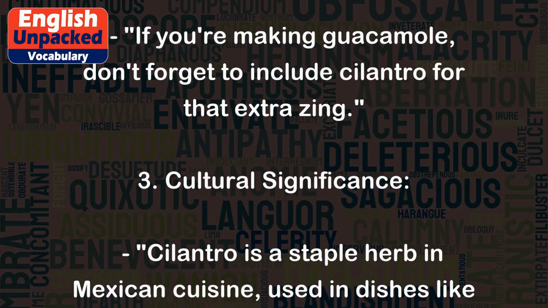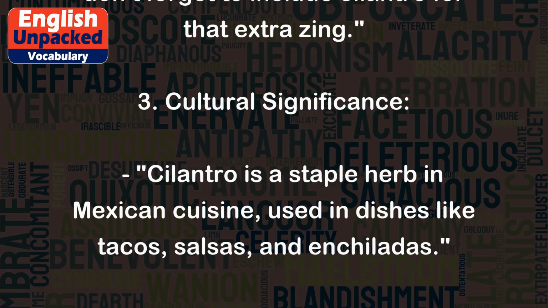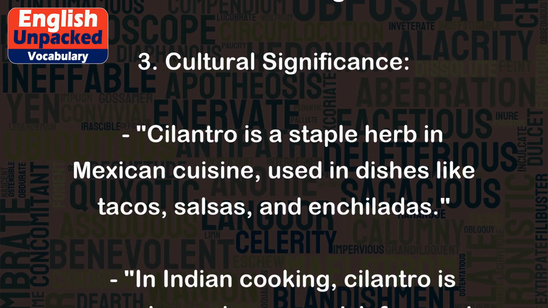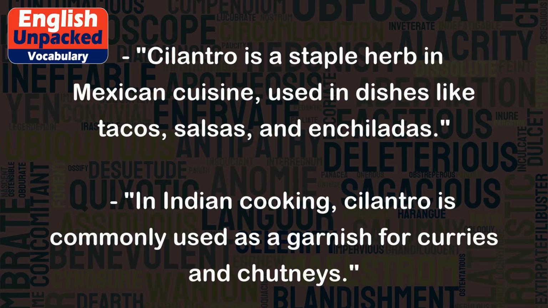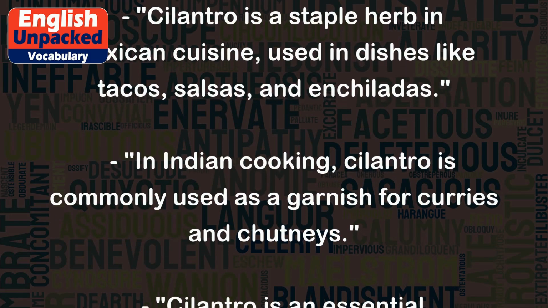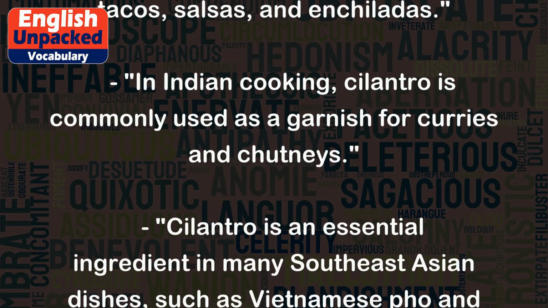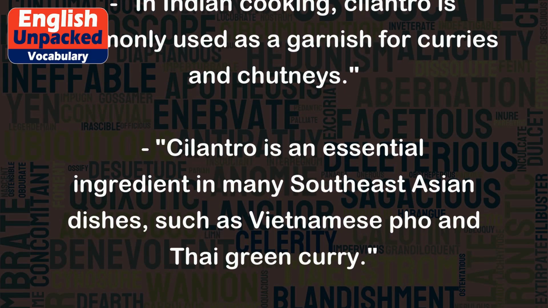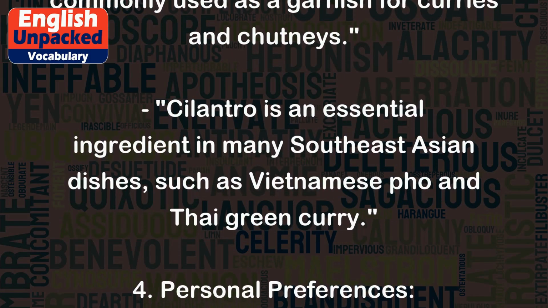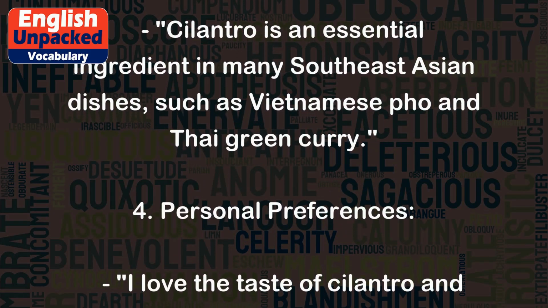3. Cultural significance. Cilantro is a staple herb in Mexican cuisine, used in dishes like tacos, salsas, and enchiladas. In Indian cooking, cilantro is commonly used as a garnish for curries and chutneys. Cilantro is an essential ingredient in many Southeast Asian dishes, such as Vietnamese pho and Thai green curry.